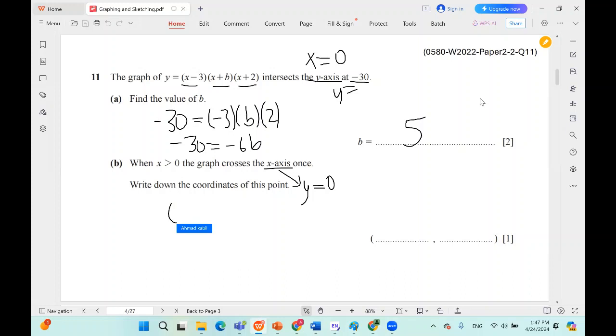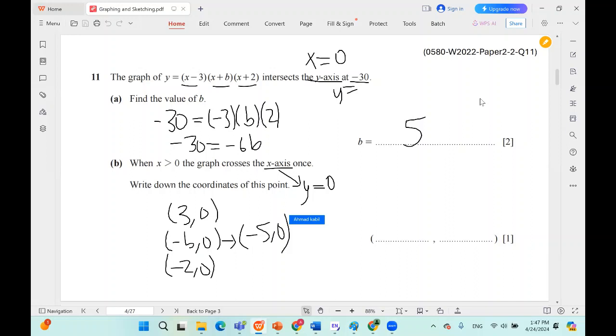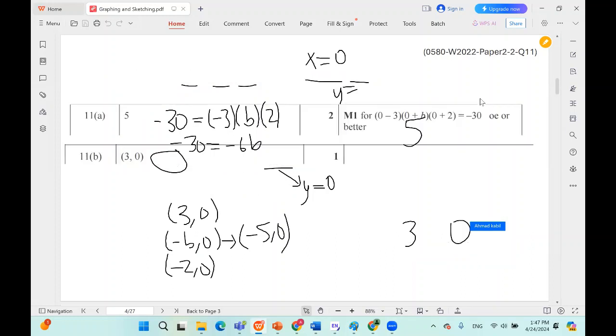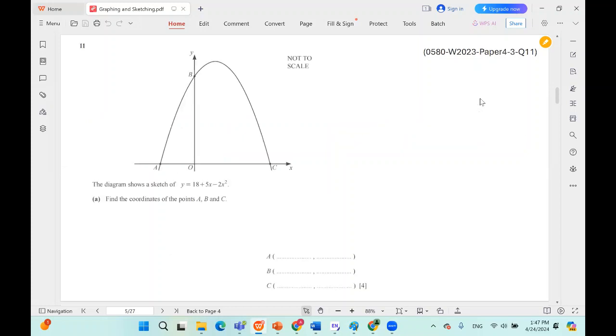So we actually have here 3, 0, negative b, 0, and negative 2, 0. Of course, we already got b, so this can be written as negative 5, 0. They want the point where x is greater than 0. So this is simply going to be 3, 0. So 5 is correct, and 3, 0 is correct as well.